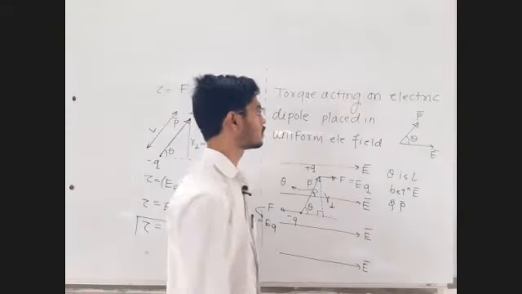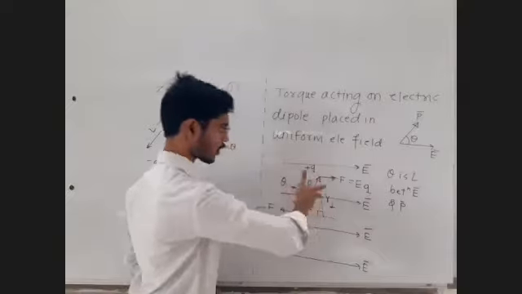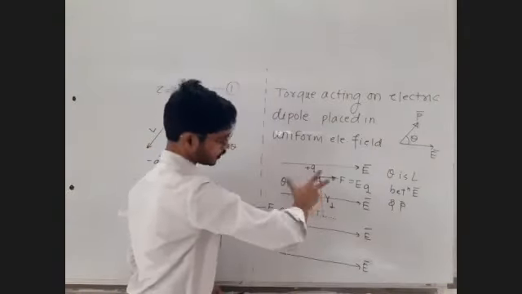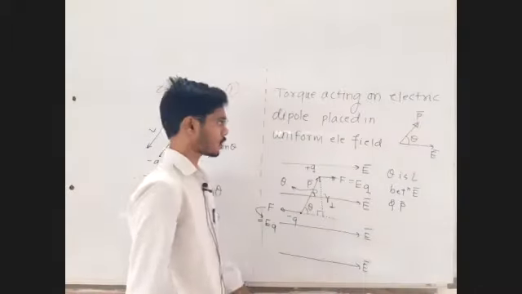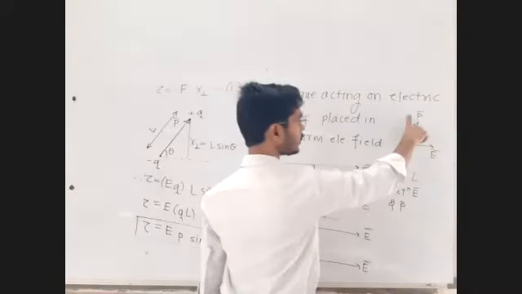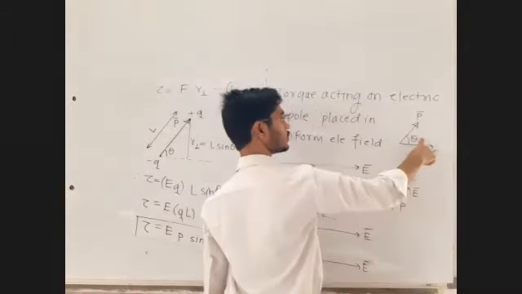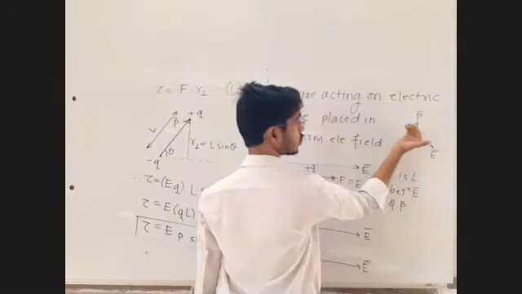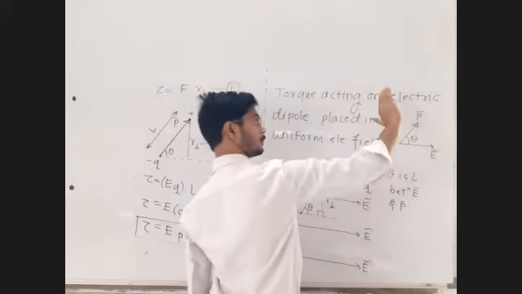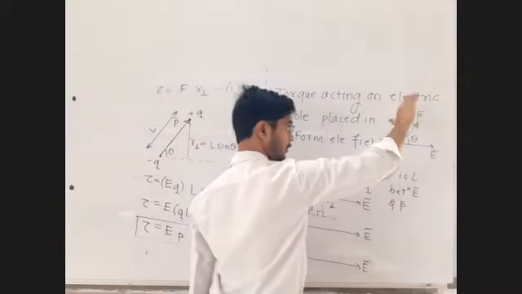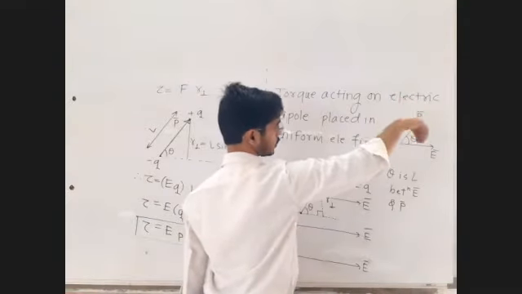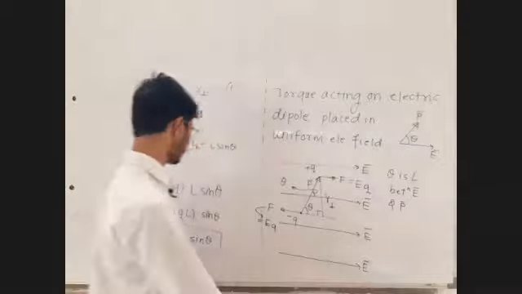Tell me, the direction of torque is clockwise because of this force and this force. The dipole will rotate clockwise. So what shall I do, P cross E or E cross P? With E cross P, I have an anti-clockwise sense. No, I don't want that. I want P cross E, so that the sense of rotation of the curled fingers is clockwise. That will give me the direction of torque.